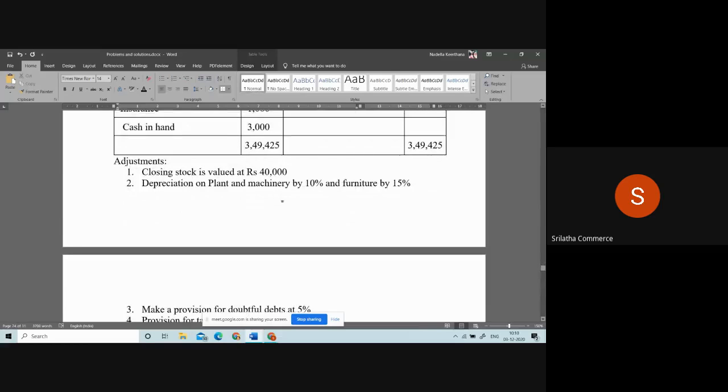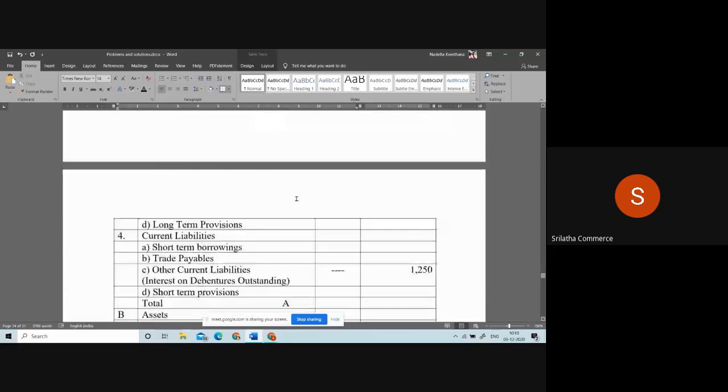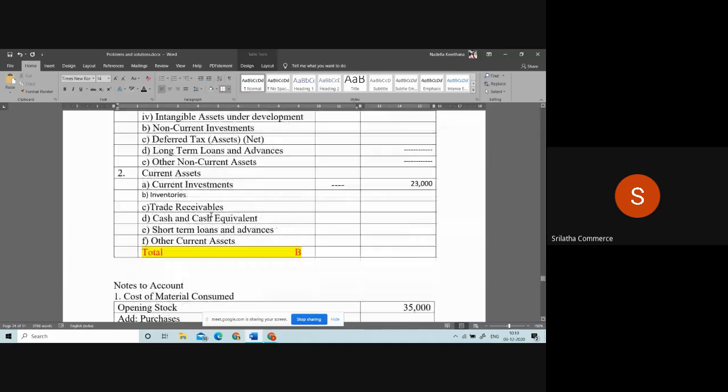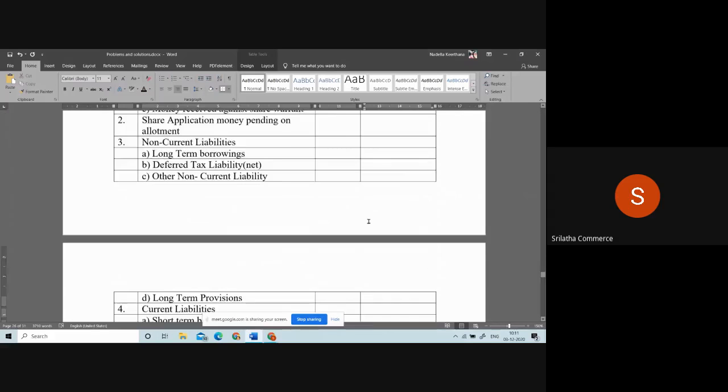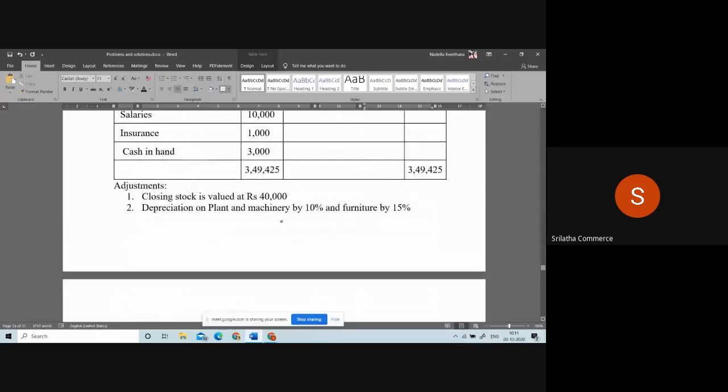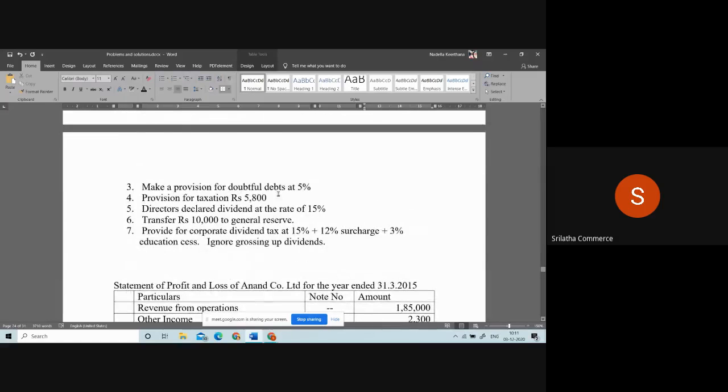Closing stock comes under inventories, 40,000. Directly we'll take inventories 40,000. Just check whether it's correct or not. Okay. Then closing stock is over. Depreciation is already deducted from the assets. Provision for doubtful debts is already deducted from sundry debtors.